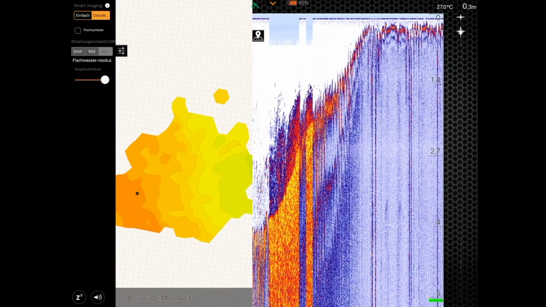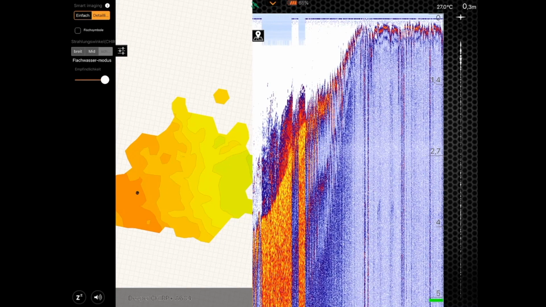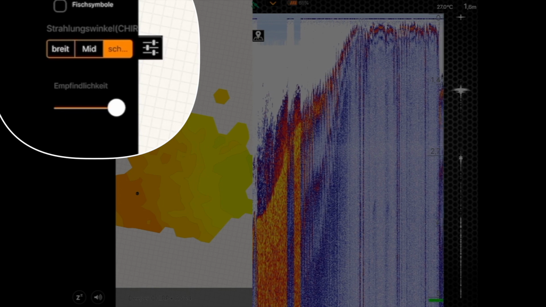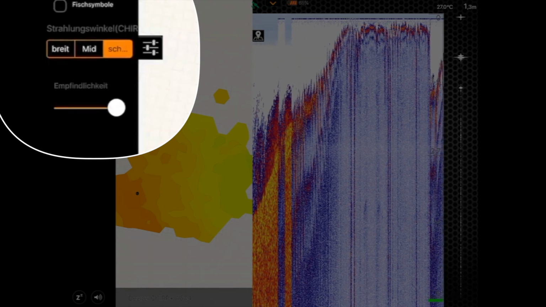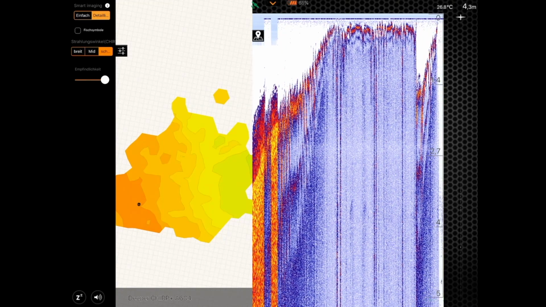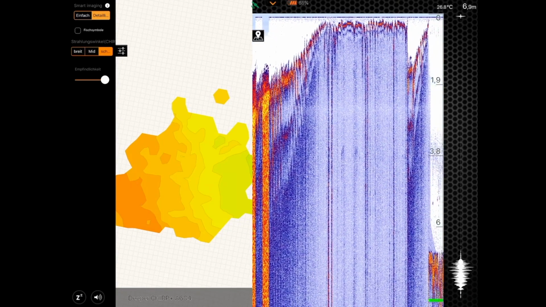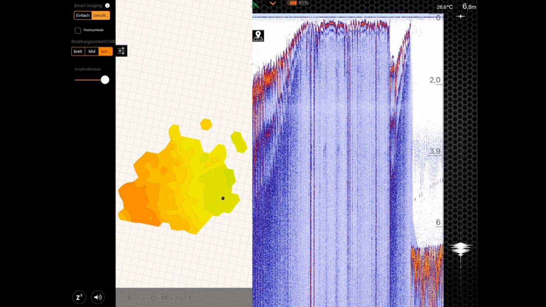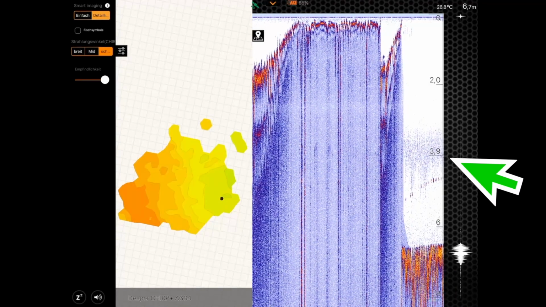We will first experiment with the high frequency. To start, we cast our Deeper, then change the beam angle to narrow and observe the thermocline. Here we have changed the settings, so we pull out and cast again. This time we are a little more to the right. The narrow beam angle shows us the thermocline at about 3.9 meters or 12.8 feet.